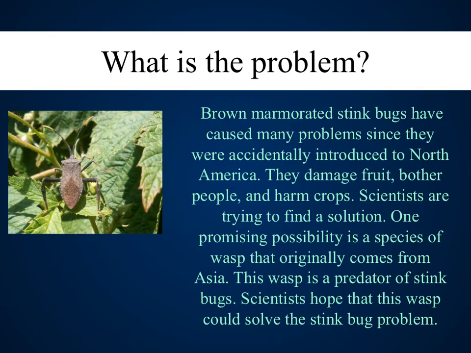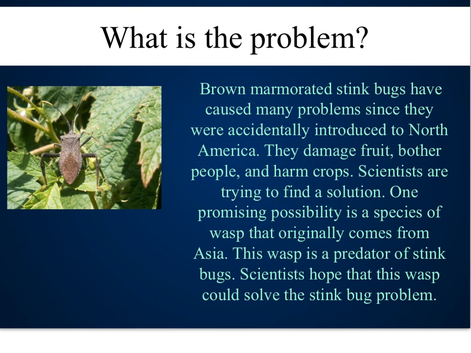Let's practice again. Read along with me. What is the problem? Brown marmorated stink bugs have caused many problems since they were accidentally introduced to North America. They damage fruit, bother people, and harm crops. Scientists are trying to find a solution. One promising possibility is a species of wasp that originally comes from Asia. This wasp is a predator of stink bugs. Scientists hope that this wasp could solve the stink bug problem.